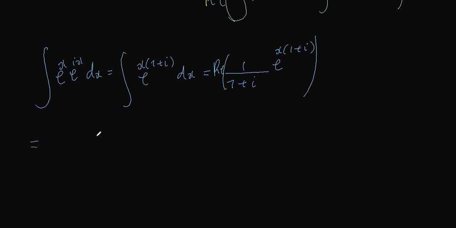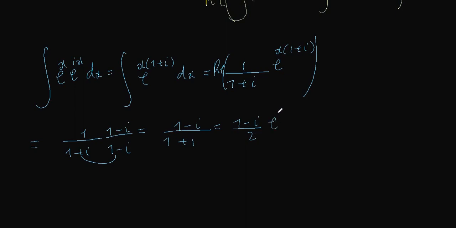So for the real part, let's first simplify this fraction here. So this is equal to 1 over (1 plus i), multiply top and bottom by (1 minus i), and this is equal to (1 minus i) over, now multiplying these two, we get 1 times 1 is 1, and i times minus i is equal to minus i squared, which is equal to plus 1. So this is equal to (1 minus i) over 2, and then the remainder is e to the x times e to the ix.